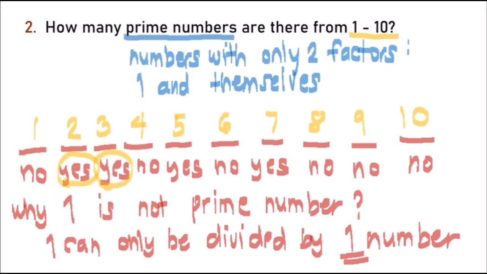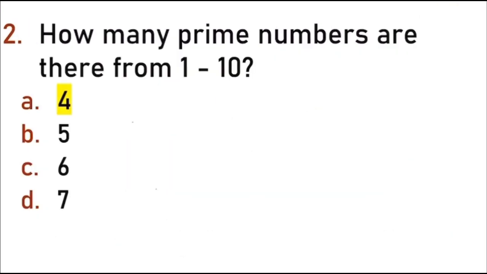So, i-count na natin kung ilan yung mga prime numbers. We have 1, 2, 3, and 4, which is 2, 3, 5, and 7. So, yung answer natin dito is that we have 4 prime numbers from 1 to 10, which is letter A.